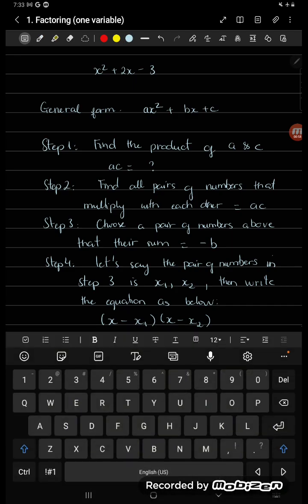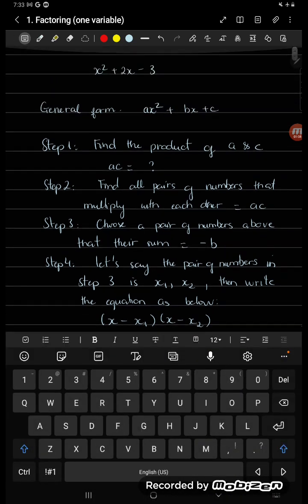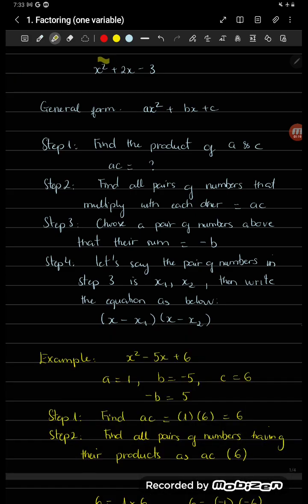In the first step, we need to find the product AC, like A times C equals what number? For example, for the above example, x squared plus 2x subtract 3, A times C equals negative 3, right? Because A equals 1 and C equals negative 3, so A times C equals negative 3.